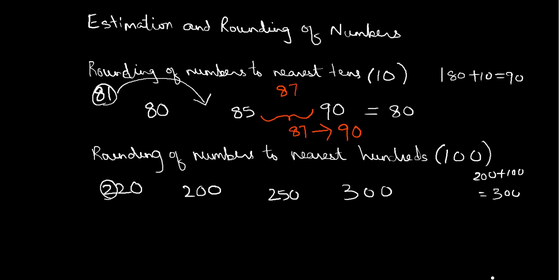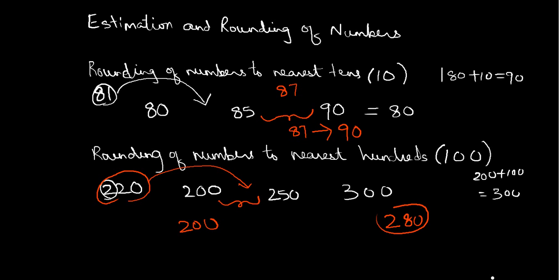Right, now if you want to locate the nearest 100 for 220, this 220 comes between 200 and 250, right? So nearest 100 will be 200. If you want to put the nearest 100 for, let us take 280, this 280, if you see, comes between 250 and 300, so nearest 100 for 280 will be 300. Okay, I hope you understood this. Let us go to the next exercise as given in the textbook.